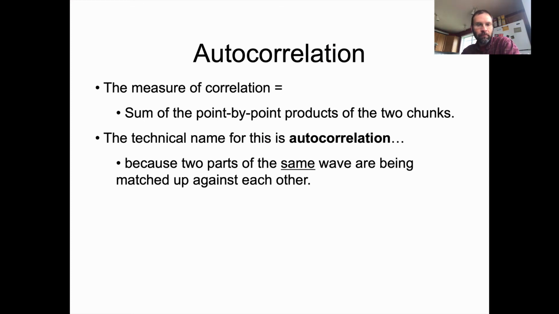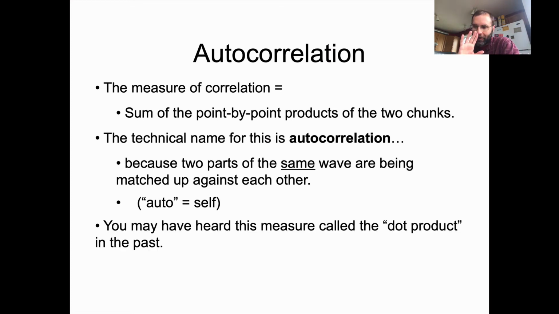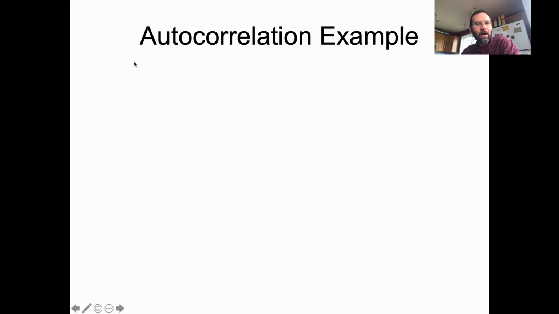That's the point I made before. I'll walk you through the math here in a second. You may have heard this measure called the dot product in the past, if you have taken certain math classes, or maybe if you just learned it on the internet. But it's the sum of the point-by-point products of the two waveforms.